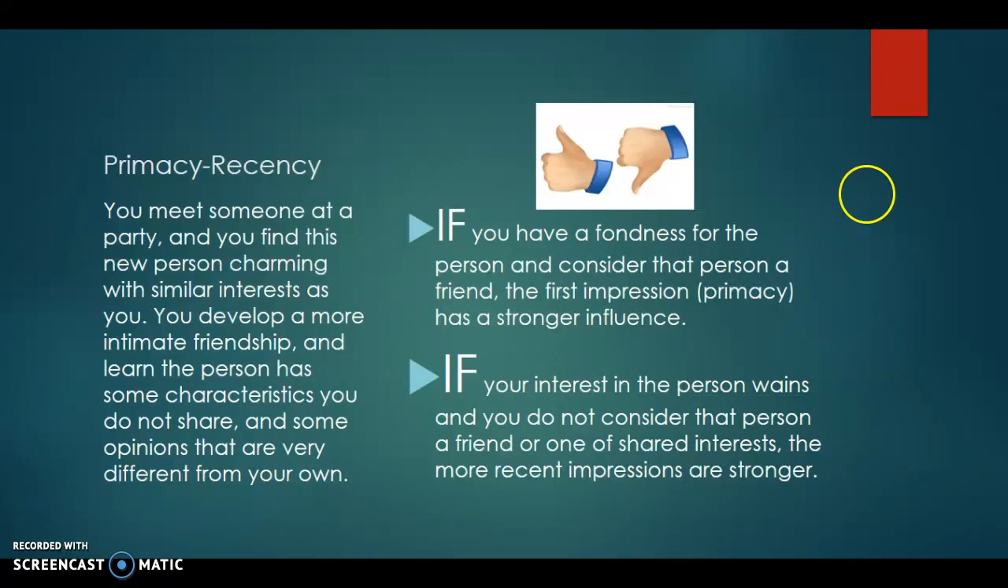I was using the example of meeting someone at a party, and I find this new person charming. We have similar interests, and we end up developing a friendship. And I get to know the person better and more. Time may go by, and as time goes by and more self-disclosure happens, I'm seeing some characteristics and hearing some viewpoints that I don't agree with. Now, if the fondness I originally had for that person remains and our friendship continues, primacy is more important. If my interest wanes a bit, recency is the stronger impression.